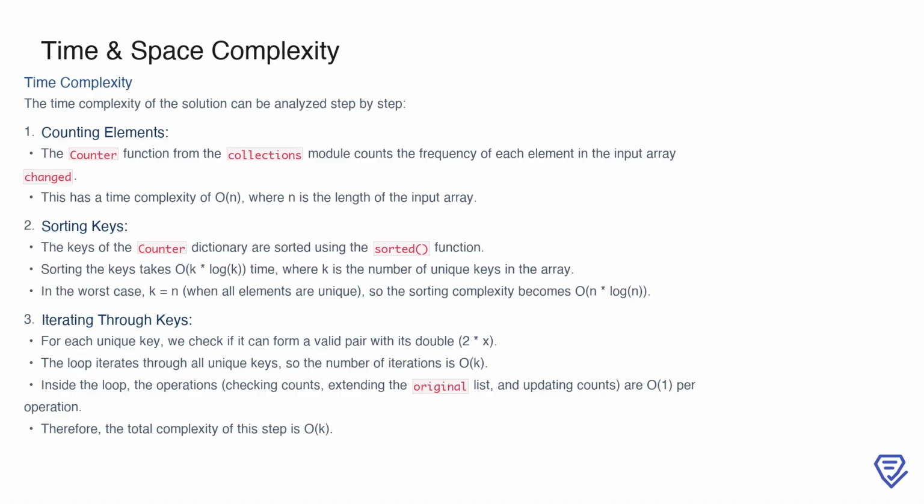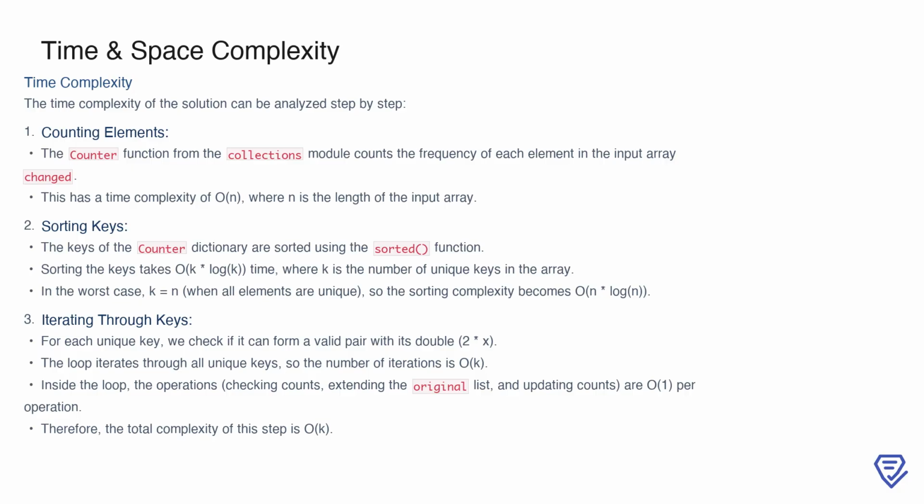To analyze the time complexity of our solution, let's break it into its component steps. First, we use the Counter function from the collections module to count the frequency of each element in the input array changed. This step runs in O(n) time, where n is the length of the array, since we iterate through the array once. Next, we sort the keys of the Counter dictionary using Python's sorted function. Sorting these keys has a time complexity of O(k log k), where k is the number of unique elements or keys in the array. In the worst case, where all elements in the array are unique, k equals n, making this step O(n log n).